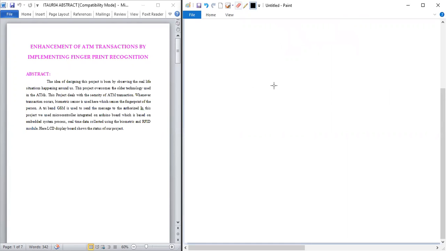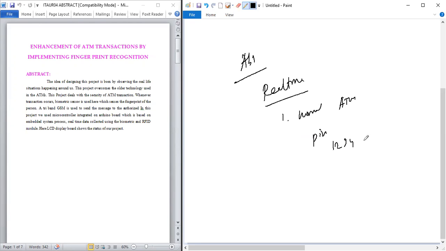So what do we have in real time? Abstract: in real time, we are using a normal ATM card and a normal PIN, a 4-digit number, for example 1234. In case our ATM card is missing, anyone can steal our ATM card and try to withdraw our amount. So this may lead to drawbacks. This real-time drawback is overcome using our proposed method.